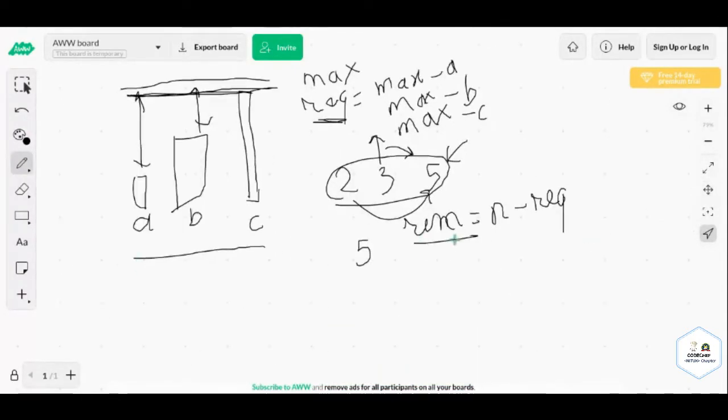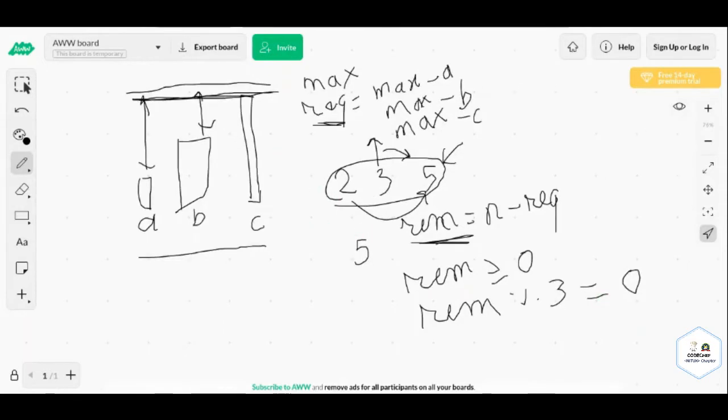Now this remaining number of coins, first of all, should be greater than or equal to zero, and second, the remaining should be divisible by three. Okay, so this was the first question.